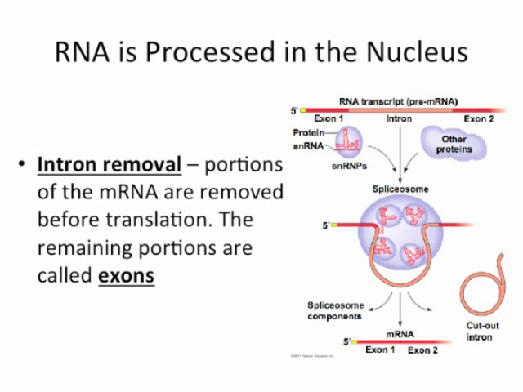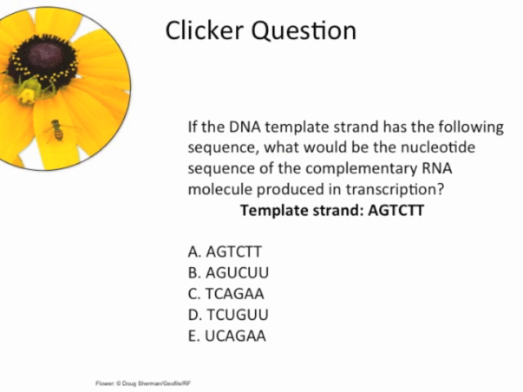Okay, so here's a question to see how much you've followed so far. Let's say you have a DNA template strand with the following sequence: A, G, T, C, T, T. What would be the nucleotide sequence of the complementary RNA molecule produced by transcription? And don't worry about 5' and 3' here. I haven't put that in, but we will talk about that in a minute.